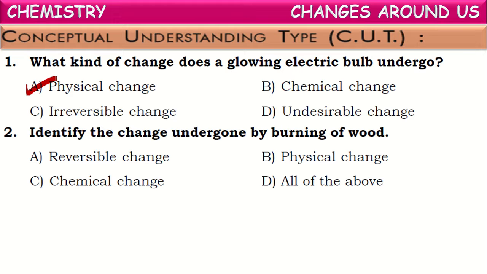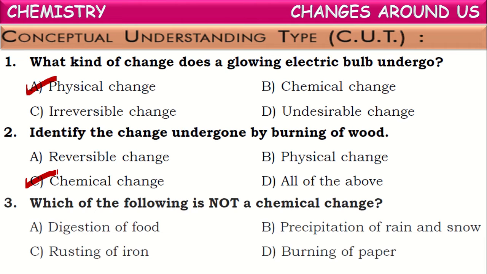Now we know the changes in which new substances are formed are called chemical changes. So here burning of wood is one of the chemical changes because new substances are formed in this reaction. Okay, next one. Which of the following is not a chemical change? Observe the given changes here. Identify the change which is not a chemical change.